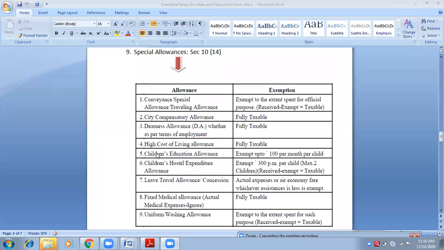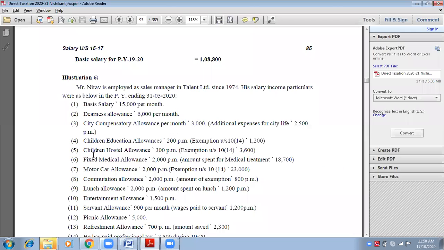So we have already done this point. Children education allowance is exempted up to 100 per month per child. Okay, and it is maximum available for 2 children. According to our question, the next point is children education allowances.